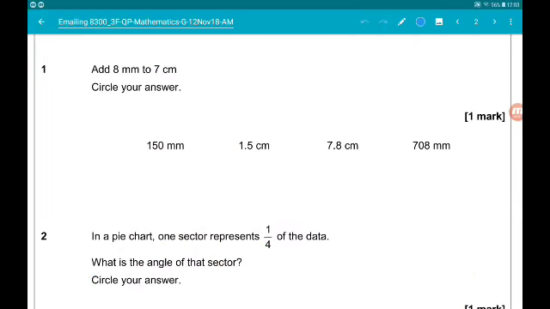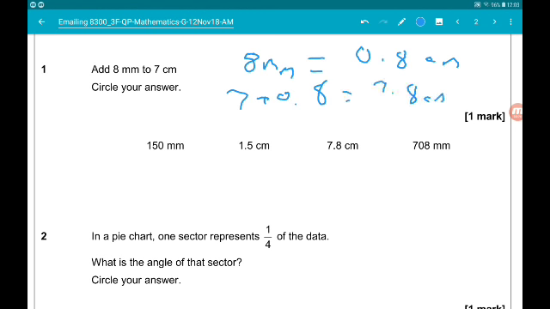Okay, question 1. Add 8mm to 7 centimeters. Circle your answer. Okay, so 8mm is 0.8 centimeters. So 7 add 0.8 gives us 7.8 centimeters. Now here, that is our answer. Say that we wanted it in millimeters, we would multiply 7.8 by 10 to get 78 millimeters.